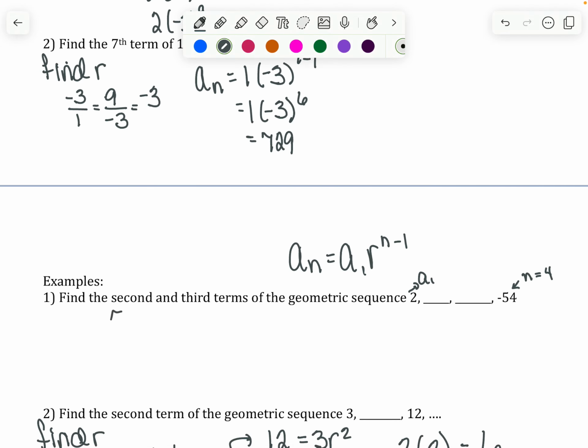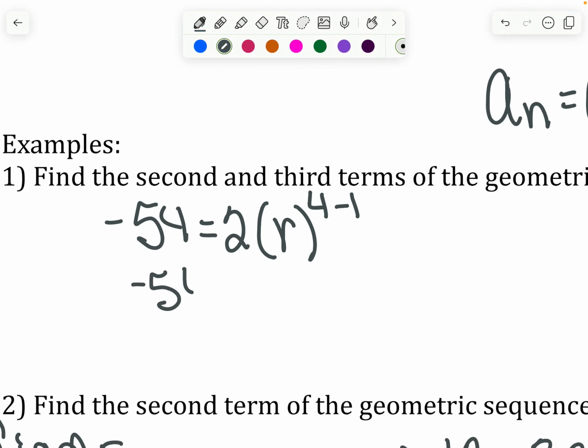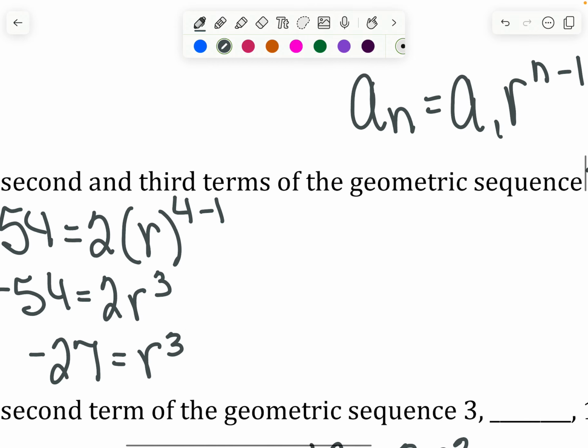Okay, so negative 54 is equal to 2 times r to the 4 minus 1. So negative 54 equals 2 times r cubed. Let's divide both sides by 2. Get negative 27 equals r cubed. The cube root of negative 27, I believe, is negative 3, is equal to r.